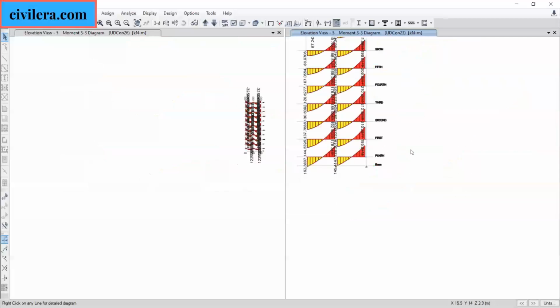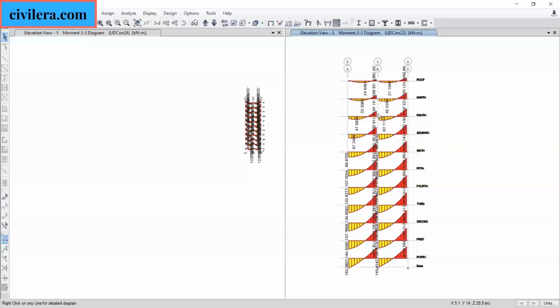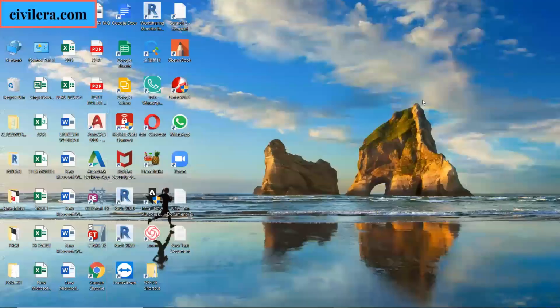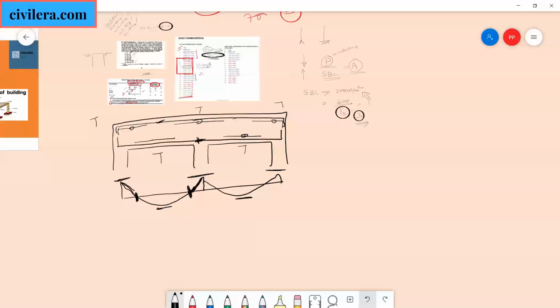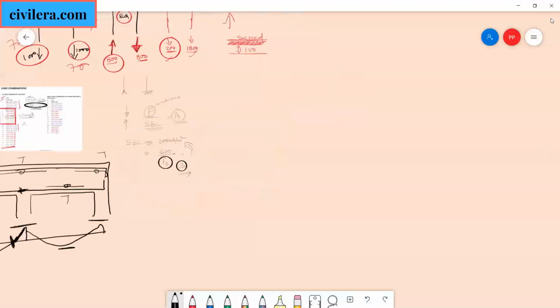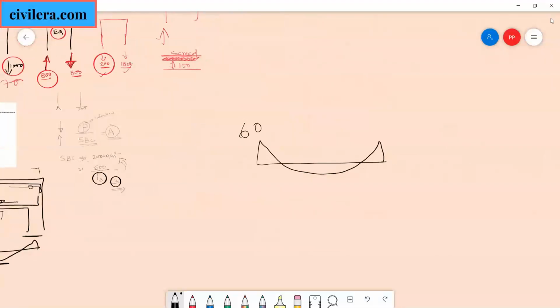I have created load combination envelopes. What do you mean by an envelope? Anyone who knows what a force envelope is? Okay, I will just explain. A force envelope means one diagram. Say, for example, dead load, live load gave you a bending moment diagram like this. This is 60, say this is 30, and this is say 40.